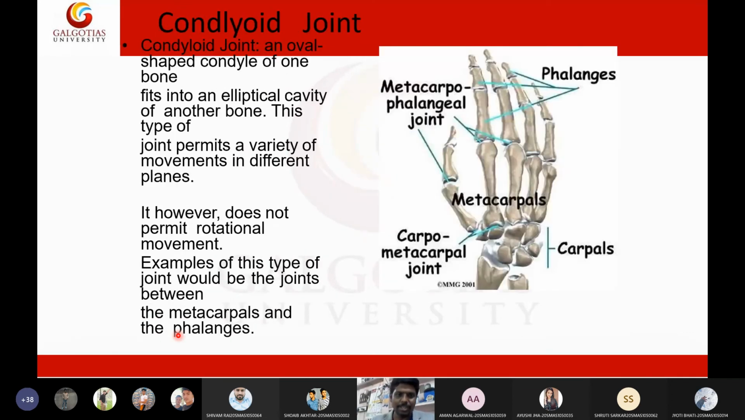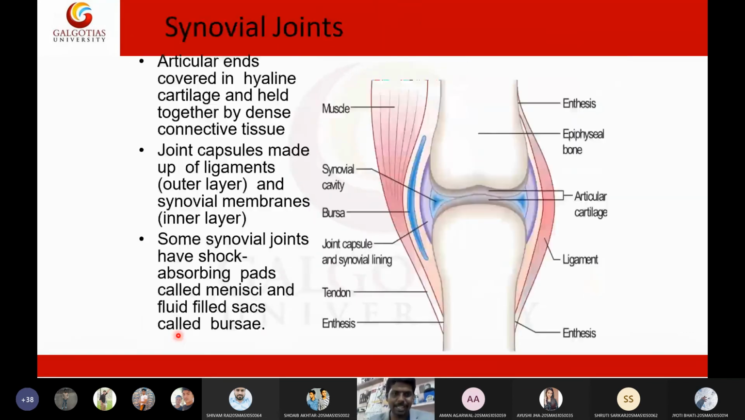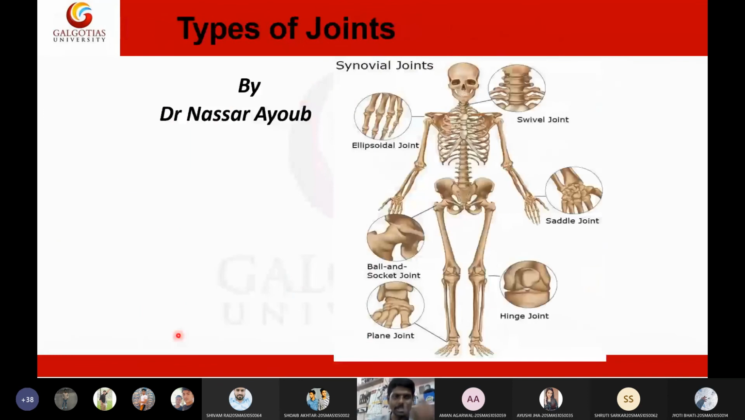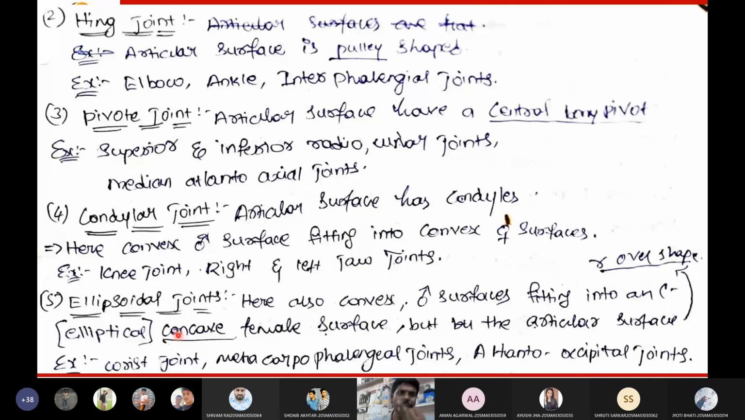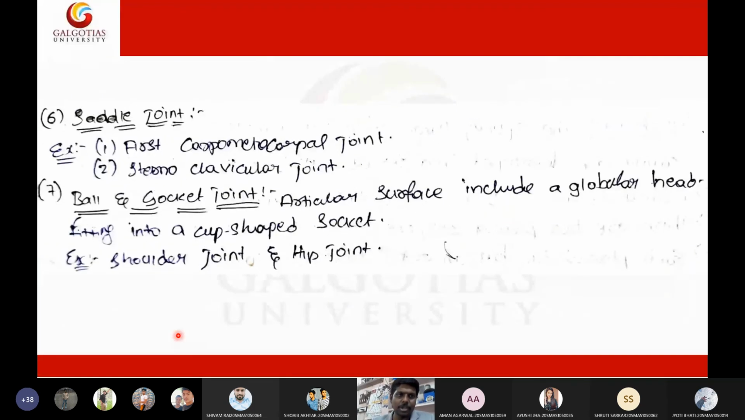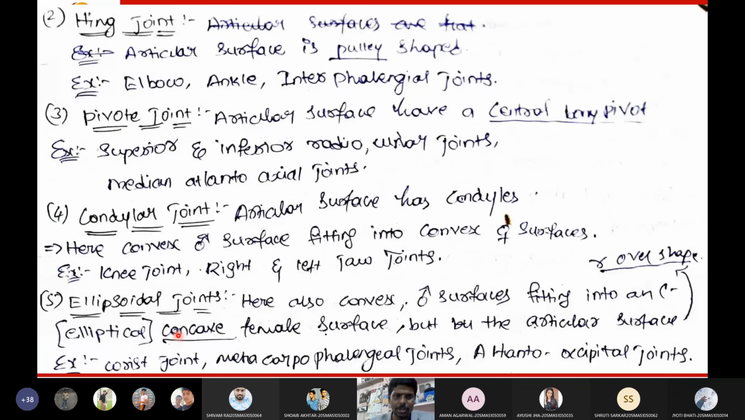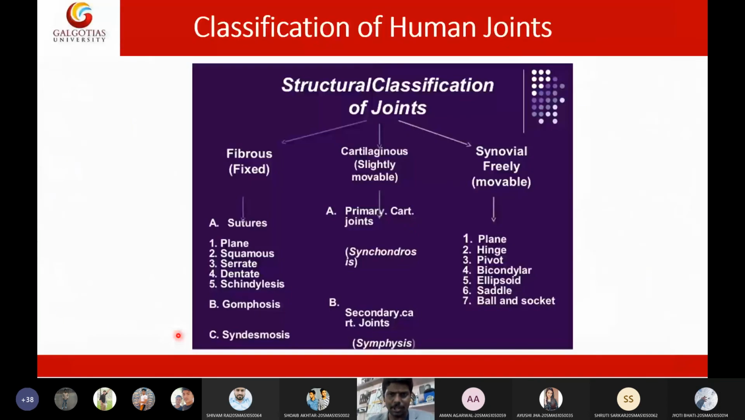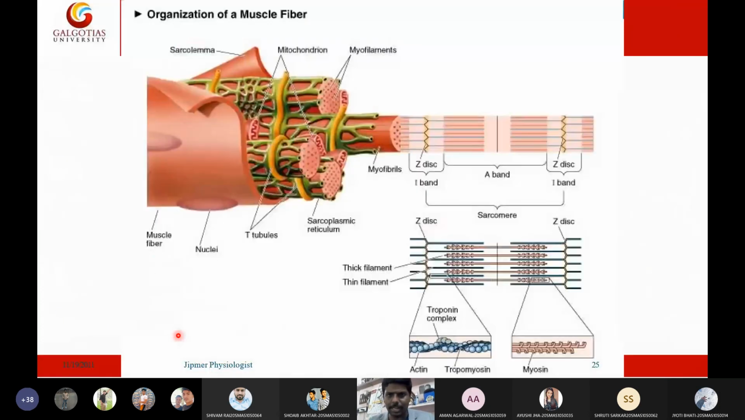So far we have discussed 3 synovial joints: the plane joint, the hinge joint, and the pivotal joint. The other 3 joints include the condylar joint (ellipsoidal), the saddle joint, and the ball and socket joint, which we will discuss tomorrow. So this is all about today's lecture. Let me do a quick revision of today's lecture.